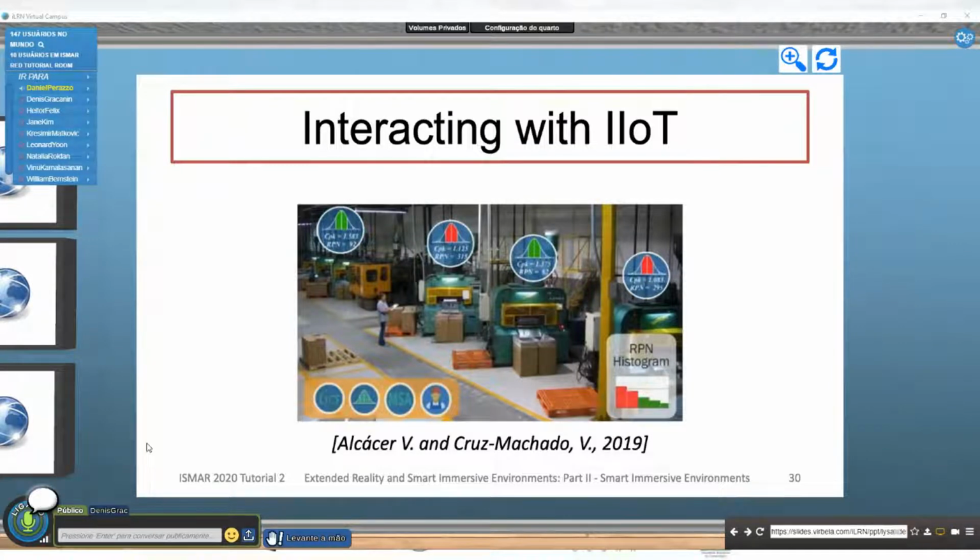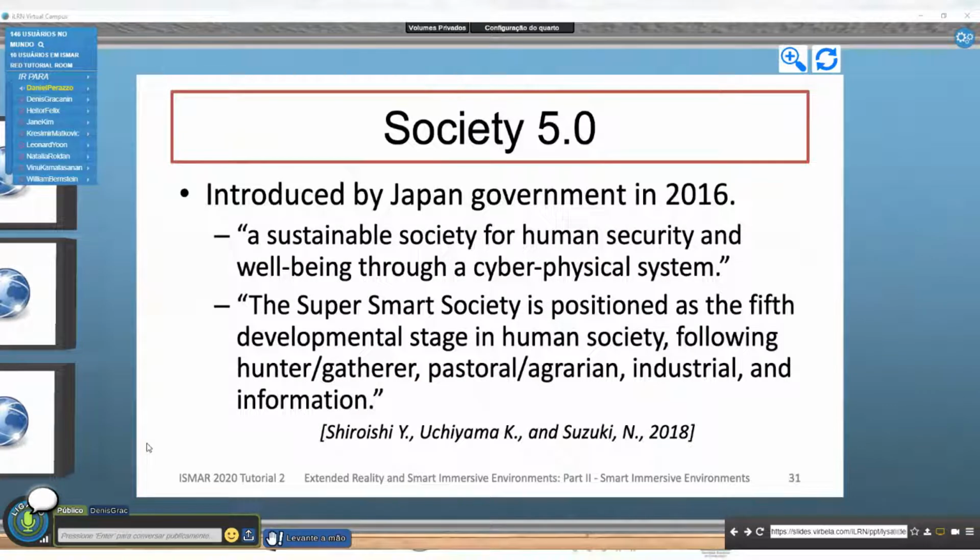We also have Society 5.0 that provides a societal paradigm, and that paradigm was introduced by the Japanese government in 2016. They talk about Society 5.0 as a sustainable society for human security and well-being through cyber-physical systems, or the super smart society that's positioned as the fifth development stage in human society, after hunter-gatherer, pastoral, agrarian, industrial, and information. So, in other words, that's post-information society.